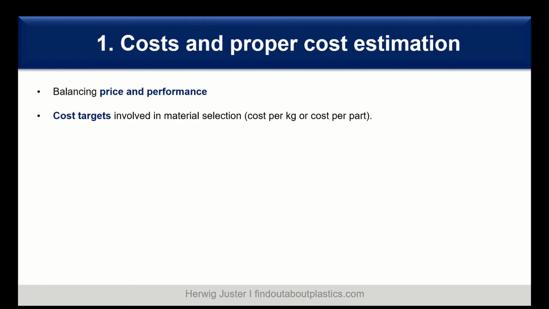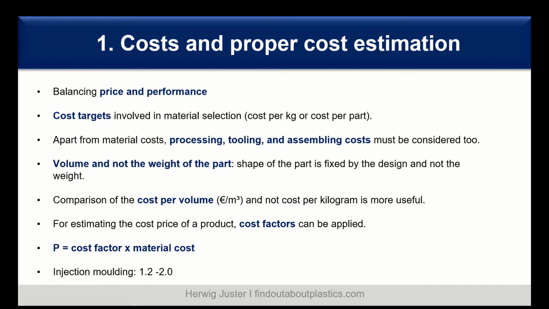First point is the costs and proper cost estimation. So we always need to seek a balance in price and performance. And most of the time there are also cost targets involved in the material selection. It can be cost per kilogram or cost per part. And important is also that apart from material costs, you have to keep in mind processing, tooling and assembling costs.